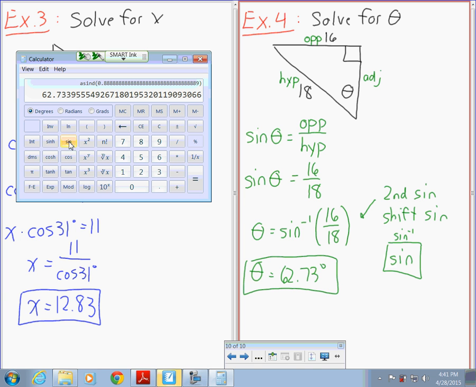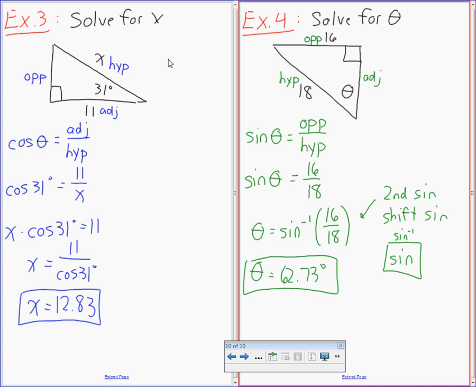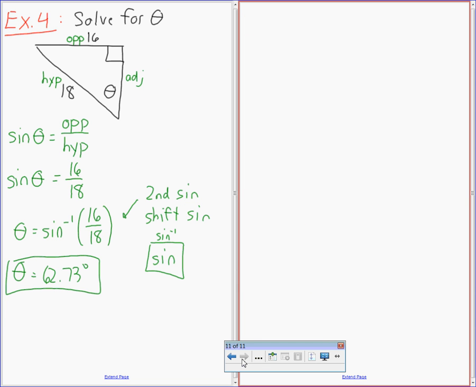I'm going to pause for a sec. I'm going to rephrase here. I'm going to get you guys to do the next example by yourselves, and then we'll move on to sine law. So example 5 says solve for theta.